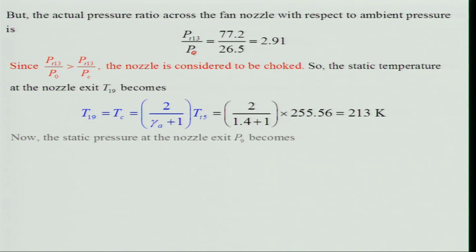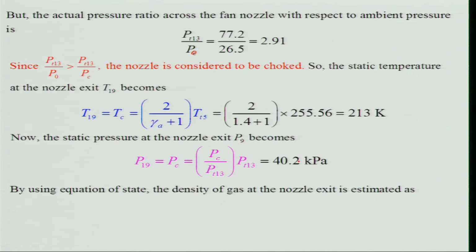So, the static pressure at the nozzle exit P19 becomes P19 by Pc times Pc by PT13, which we have already evaluated. So, you will get P19 as 40.2. That means P19 is not the same as the ambient pressure, which happens to be 26.5 kilopascal, but now it is 40.2 kilopascals.